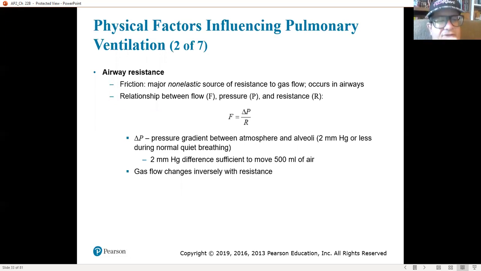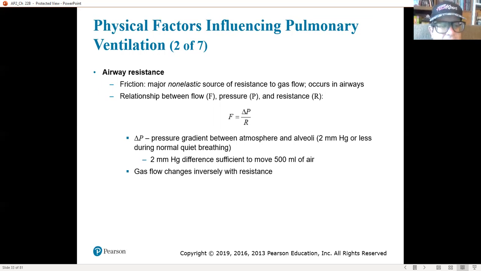So airway resistance has two things. There's friction, which is non-elastic. You can't change that much. It's there. So friction exists, but the cross-sectional area can be changed, which means you can change the resistance. So flow is change in pressure over resistance. The change in pressure is the difference between the atmosphere and the alveoli.